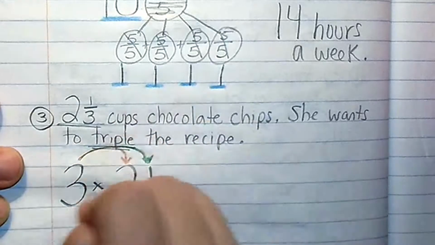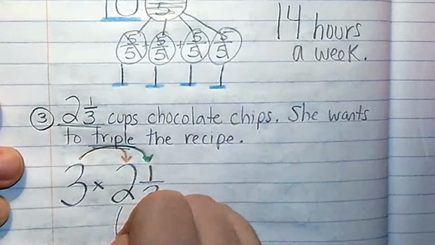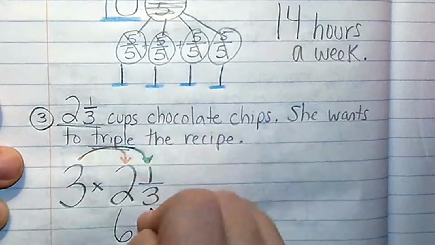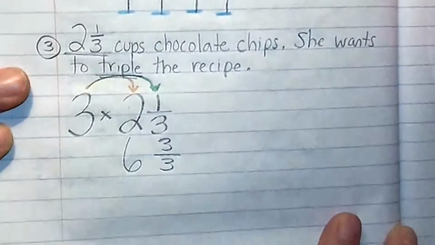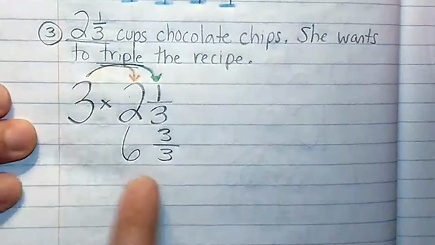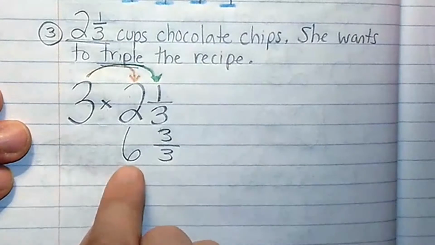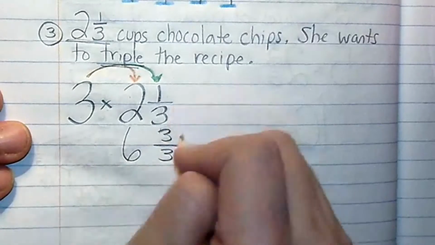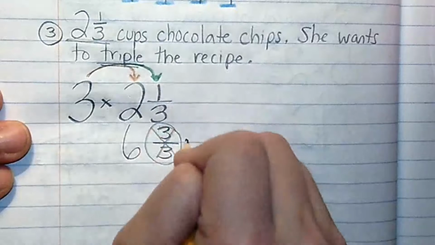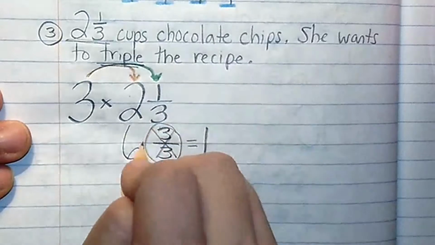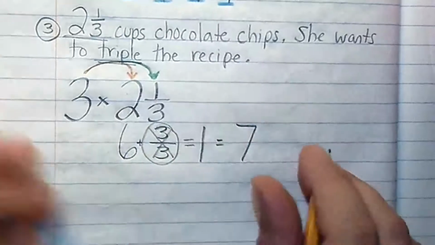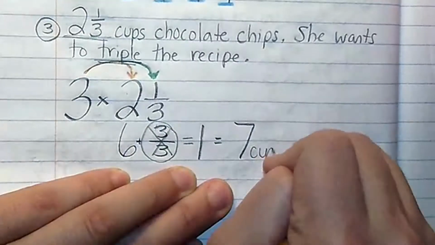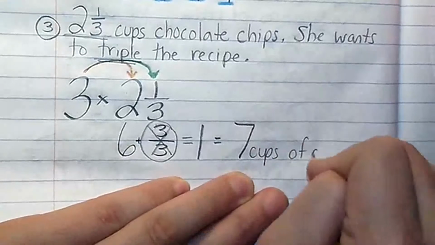So let's see here. 3 times 2, that gives me 6. 3 times 1/3 gives me 3/3. Oh, I remember seeing ones like this. Remember when we were renaming our pizzas, but we couldn't say a certain number? 6 wholes and 3/3 of another one. This 3/3 is the same as having 1 whole. So what is 6 plus 1 whole? 7. So Miss Armstrong would need 7 cups of chocolate chips.